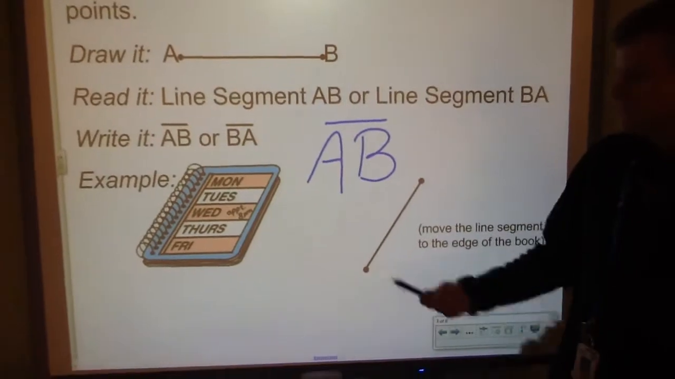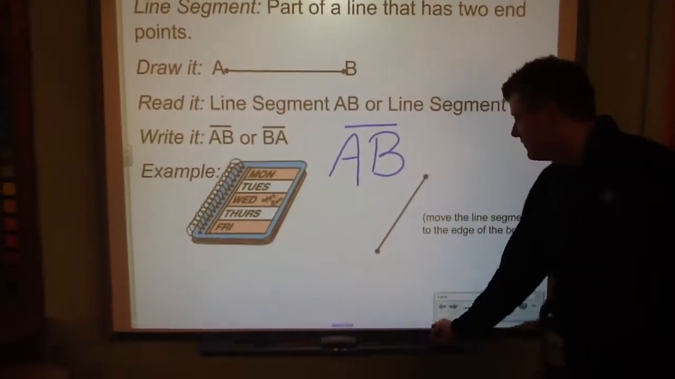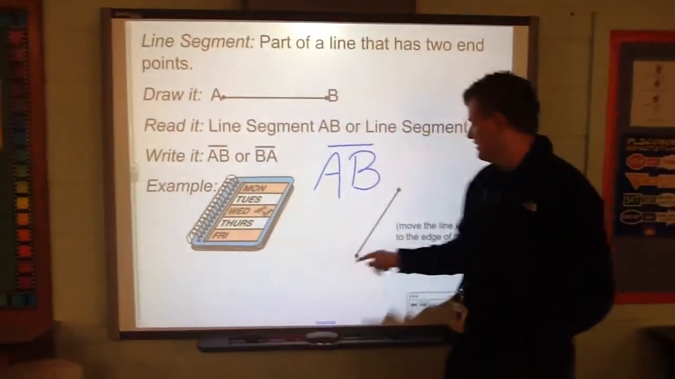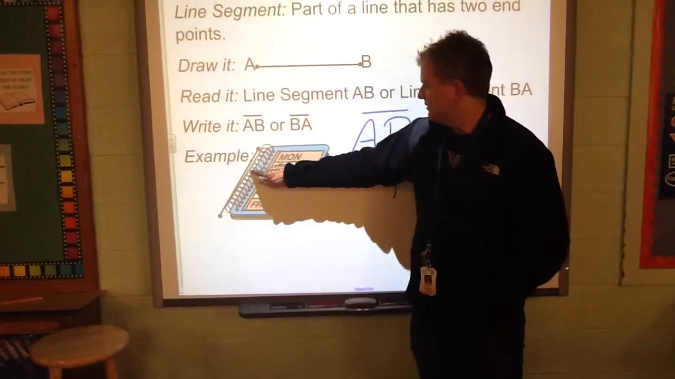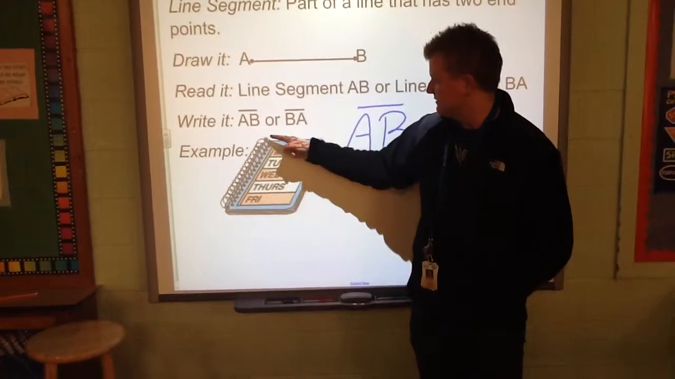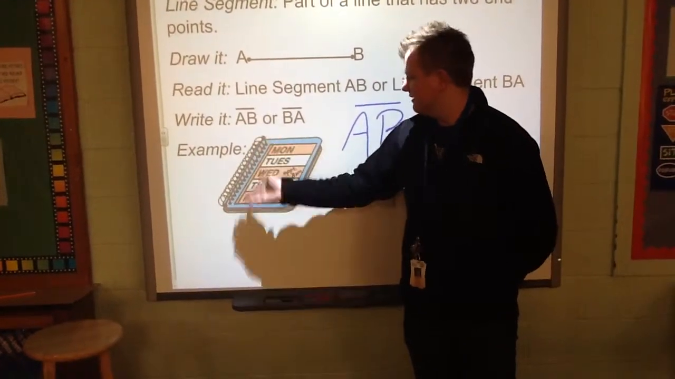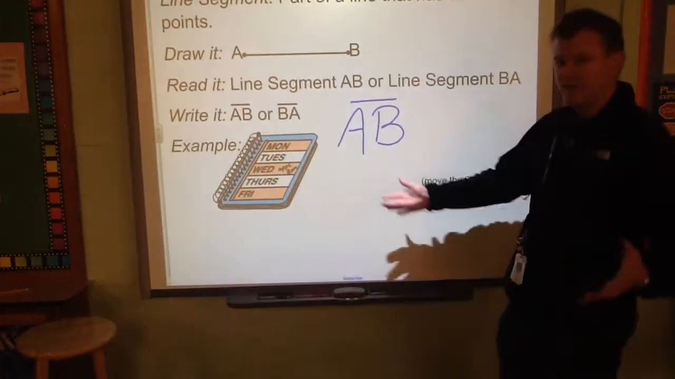And just for one example, we have a little book here, kind of looks like your planner, right? Here's a line segment. Check that out. It goes right over it, doesn't it? There's 2 endpoints. There's that line in between, but it doesn't go on forever.